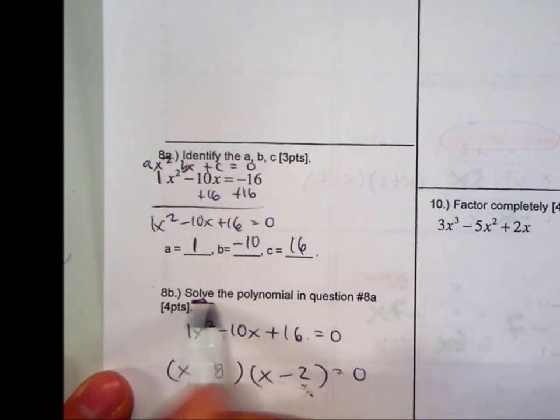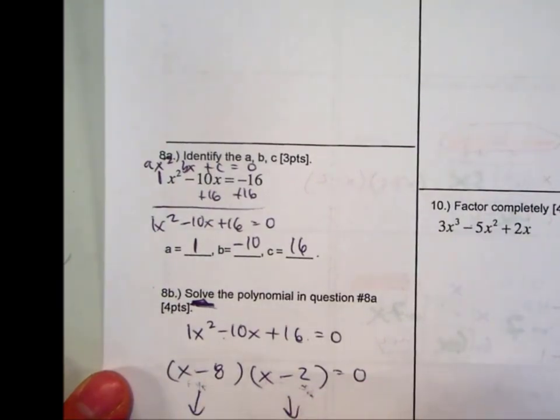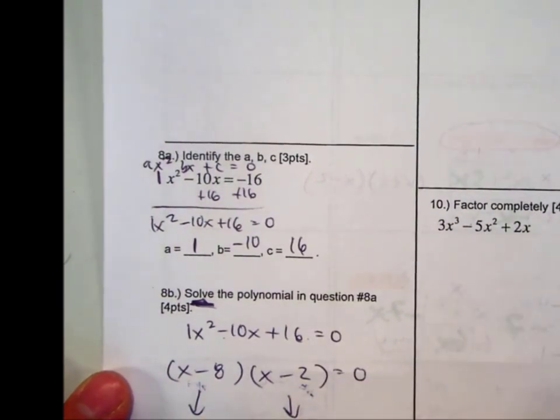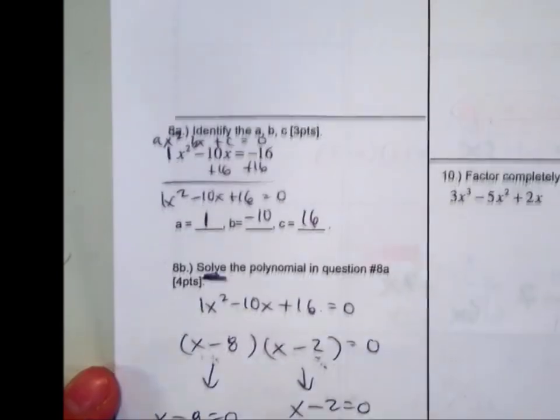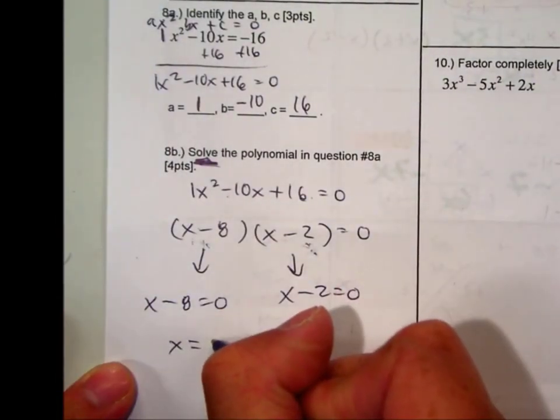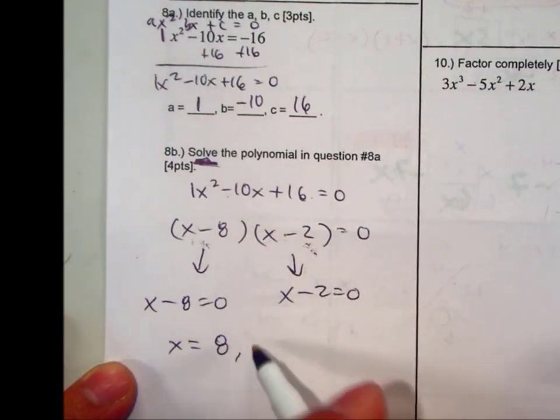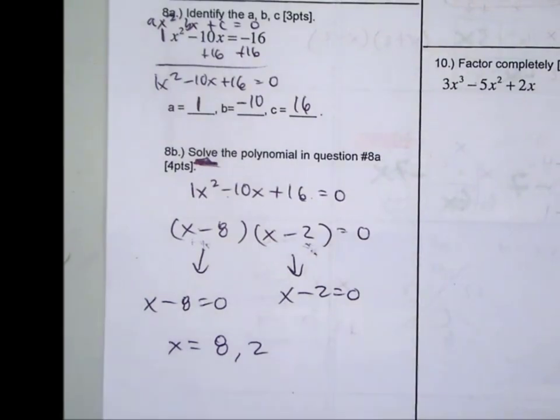This says solve, so I have to set it equal to 0. X is equal to positive 8 and positive 2.